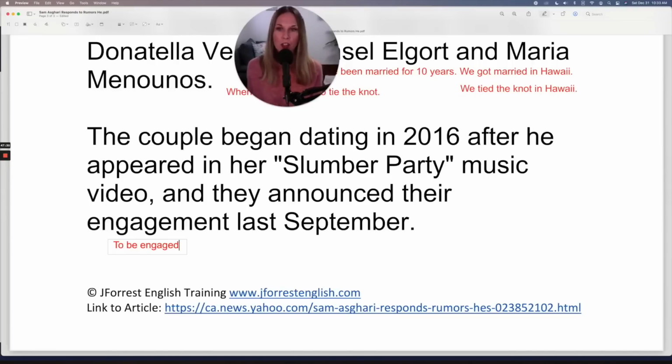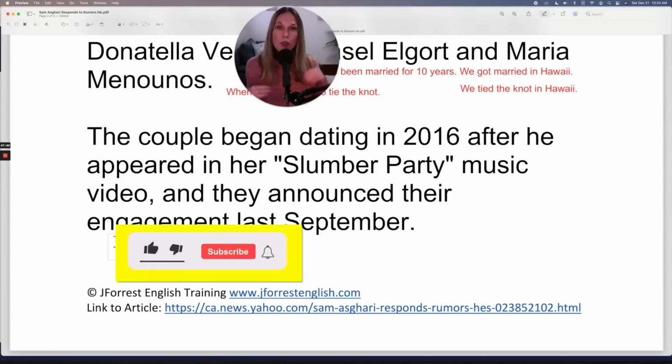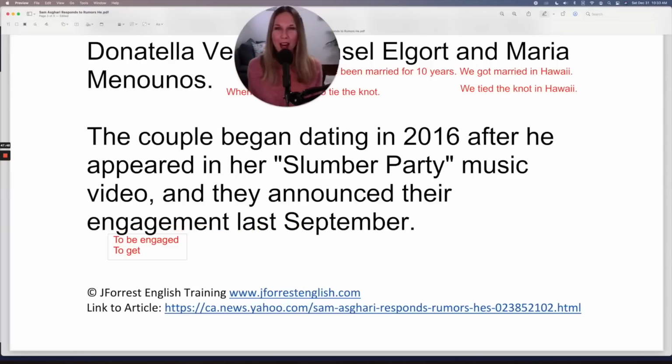To be engaged. Now, remember, we can use to get engaged to talk about the transition from not engaged to engaged. Engaged is when someone says, will you marry me, right? Okay, to get engaged. So again, I could say we got engaged last month. So technically, that means we've been engaged for 1 year, right? They mean the same thing.